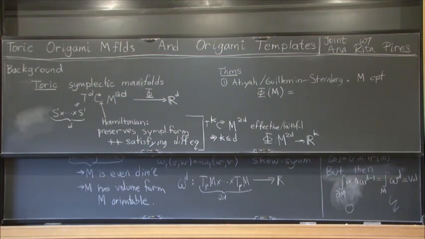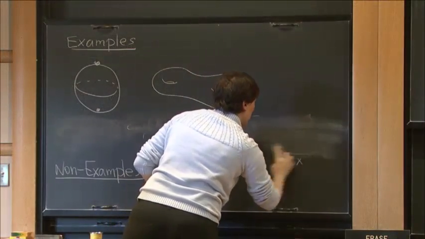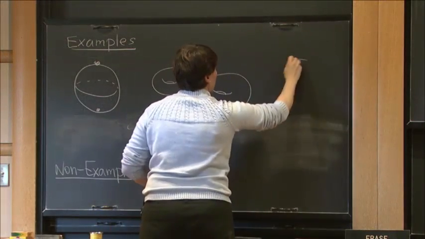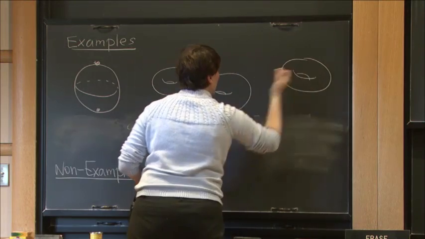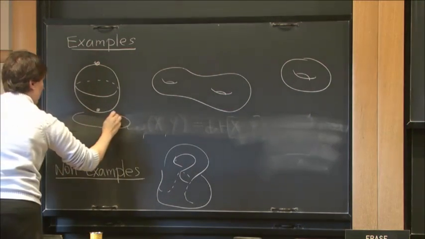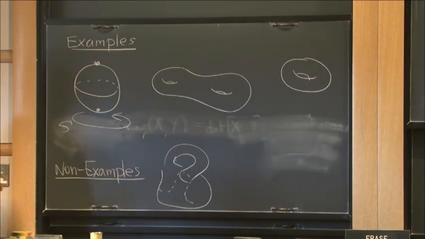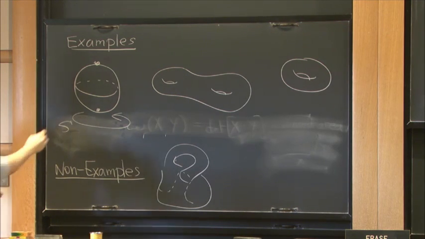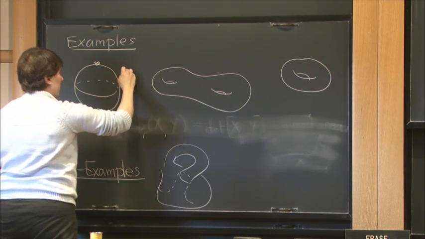So first we should ask whether there are any examples here. Let's see. Okay, so first we have the circle spinning that guy around. That one is Hamiltonian, and the function is the height function.